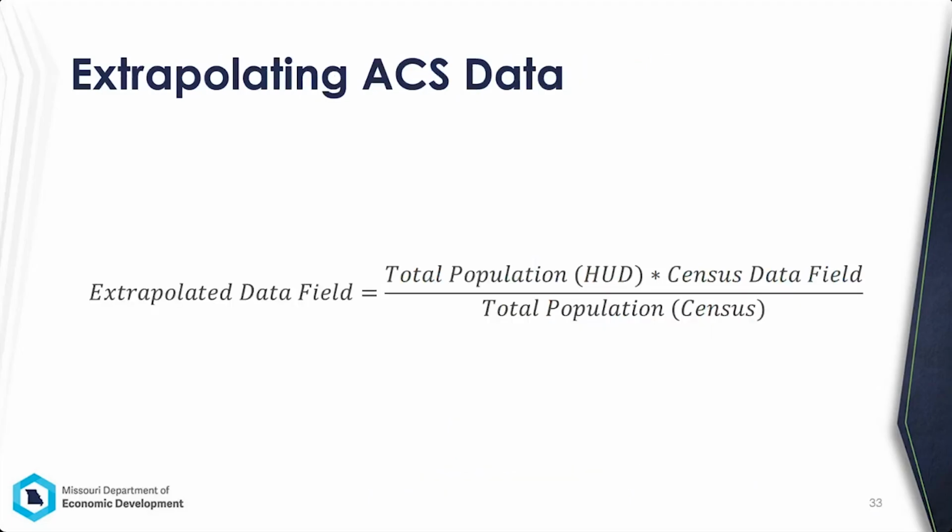While HUD does use census data to generate the LMI data, there are still some cases in which the total population listed on the census data differs from the total population listed on the HUD LMI data. This could happen when pulling data for any of the closeout forms, not just Form 2. If this occurs, we would have to extrapolate the census data according to the population provided by HUD, just like we did earlier when we extrapolated survey data to represent the entire service area population. In this case, we would take the total population as provided by HUD times the census data field, and then divide by the total population as provided by the census data.